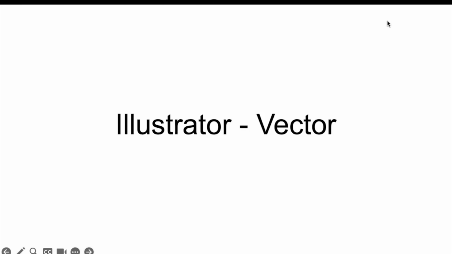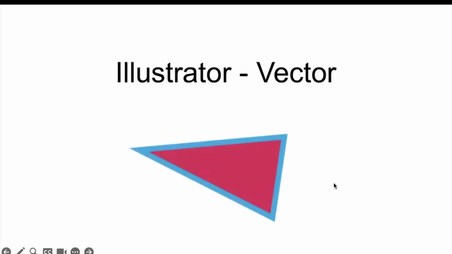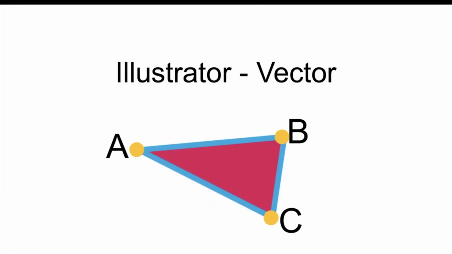So what is a vector? A vector is geometry, really. You've got a point, and we call these points anchors in Illustrator. So we've got a point, and here's a path. That blue line represents a path to another anchor, and here's another path that goes to another anchor, and then the C anchor goes back to the A to complete the path. So no matter how big you make this, if you were to make it the size of a pinhead, it would be clear.